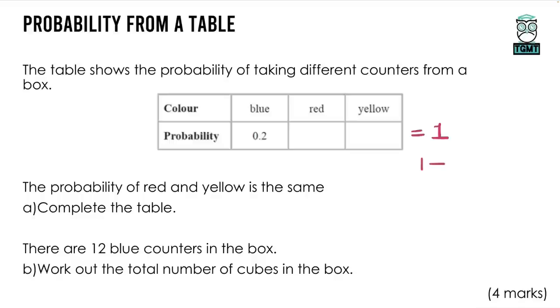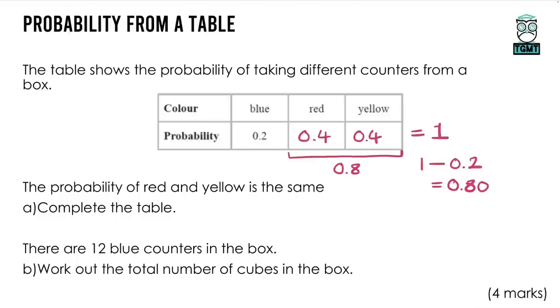So 1 take away the 0.2 that's in the table leaves us with 0.8. Or you could write that as 0.80, as it might make it easier in a second to divide that by 2. So these two have to add up to 0.8. Now that's a nice number to divide by 2, as they're both the same, they're both just going to be 0.4. However, just remember if it was something like 0.7, you might want to write that as 0.70, so that it's easier to divide by 2. But there we go, 0.4 for both of those.